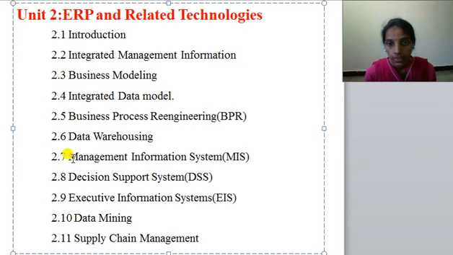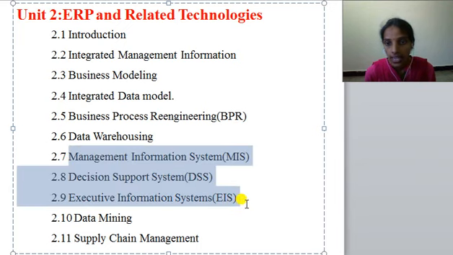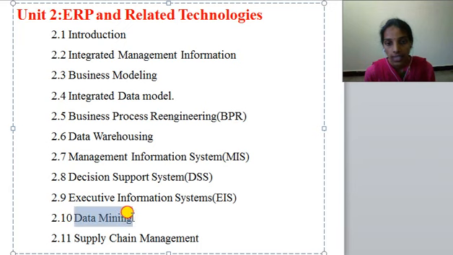The next one is 3 systems, that is MIS, DSS and EIS. These 3 systems we have to learn, as well as data mining. In data warehousing we can store data, and data mining is a technique which extracts data from the data warehouse. So data mining is nothing but extracting data from a data warehouse. This point we also have to cover. And the last point is supply chain management. So all these points are covered in unit number 2.